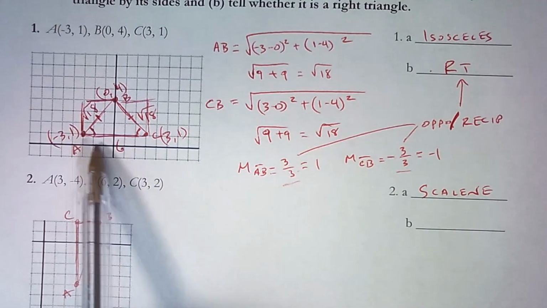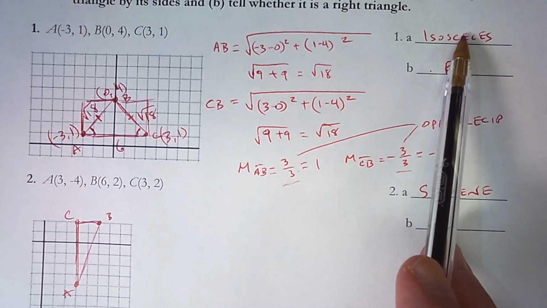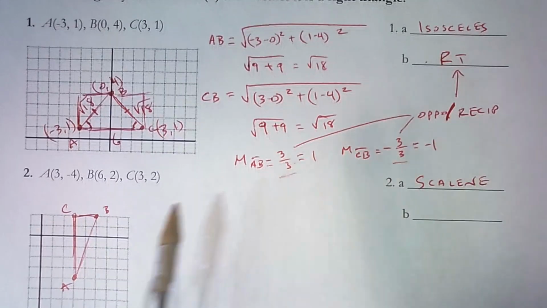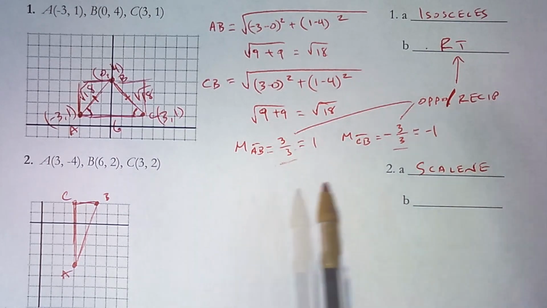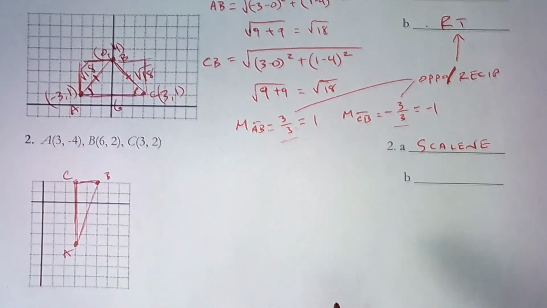Up here, if all three were the same, I would have called it equilateral instead of isosceles. So those are the three options: isosceles, scalene, and equilateral.